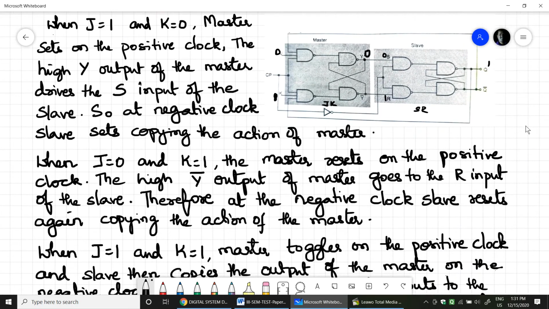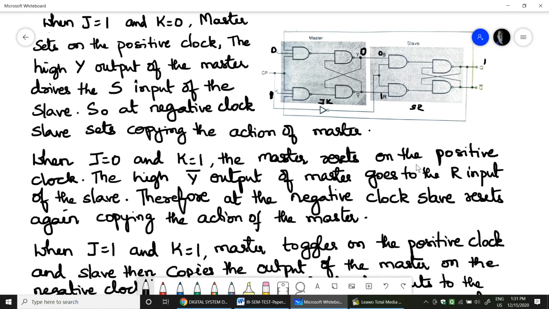When j equals 0 and k equals 1, the master resets on the positive clock. The high y bar output of master goes to r of the slave. Therefore, at negative clock pulse, the slave will reset again, copying the action of the master. Therefore, Q will become 0.